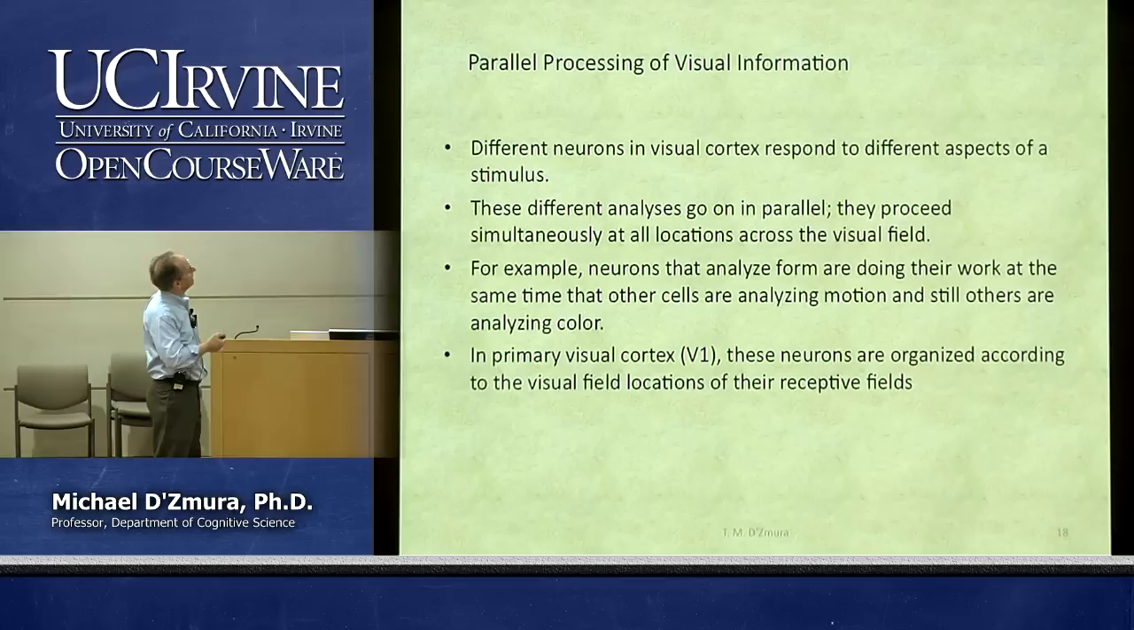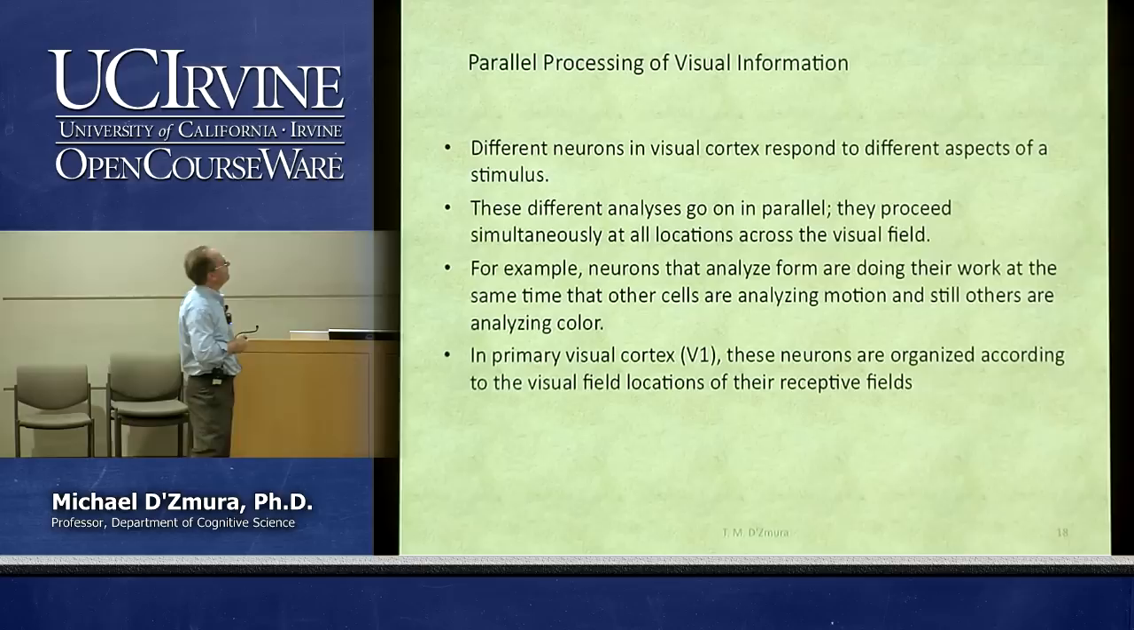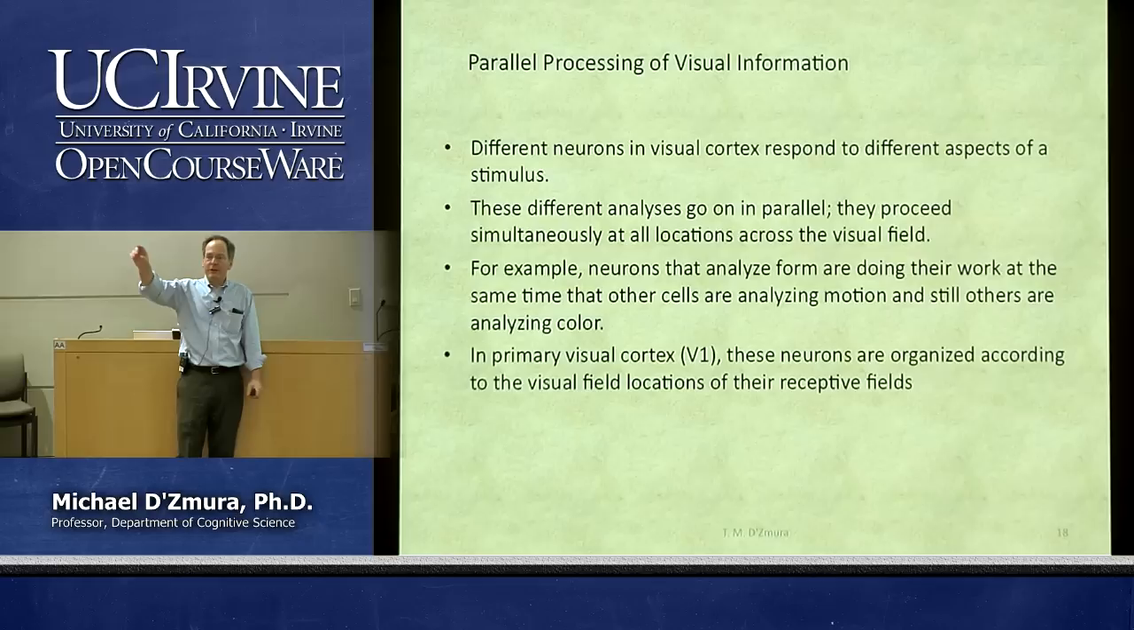Different neurons in visual cortex respond to different aspects of a stimulus. Oh, well, that makes sense. Well, we already know one thing, which is that for each point in the visual field, we have different neurons responding. So if I look straight ahead, then I have neurons that are looking straight ahead, but I also have neurons responding to my hand off to the side or up here or down there. In effect, I have neurons looking in all directions.